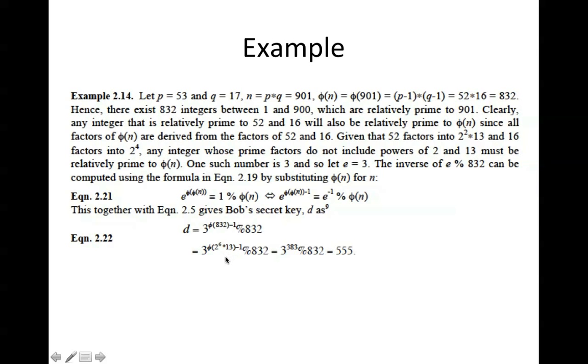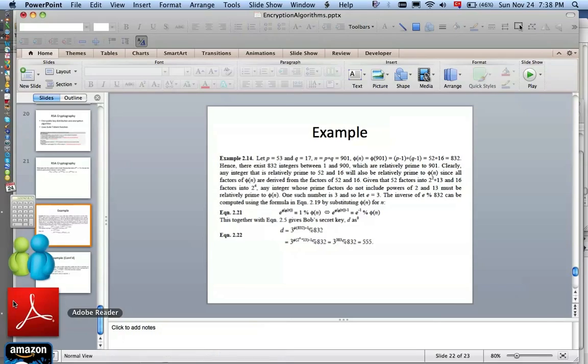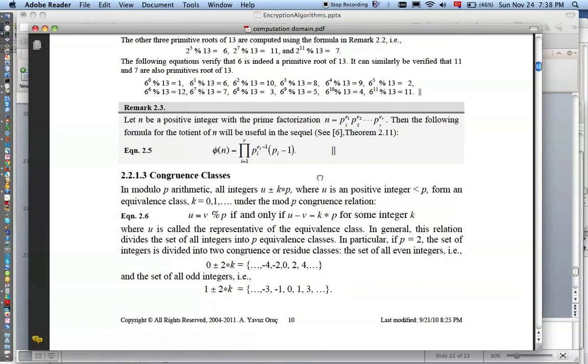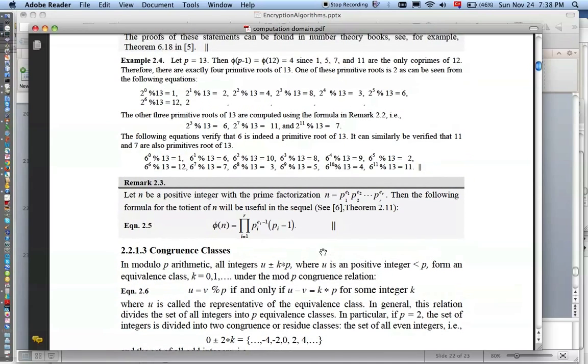Now, there is a formula in the theorem, which I think I can show you if I could actually go to this place right there. This formula is in the lecture notes. I don't know what page this is on. Page 10, computation domain. Take a look at this formula. That's equation 5. If you look at equation 5, it tells you for a number n, which is a product of primes with their exponents, the totient is computed this way.